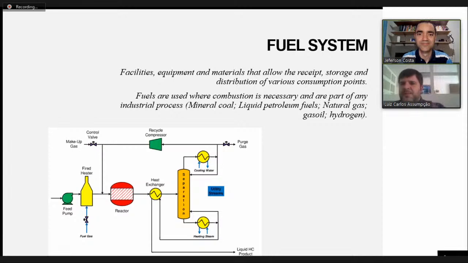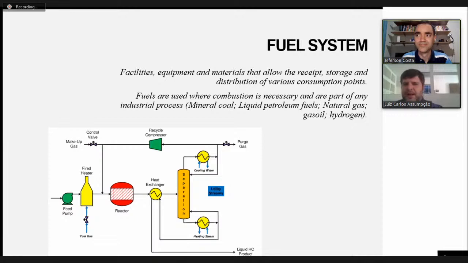So in the picture, I try to exemplify a use in a fuel system, where we have the fuel gas going to a fire heater that will give the energy that is necessary for the process. In this case, a separation process. I can see here a liquid hydrocarbon product, so we can think that it is a refinery or something like that.